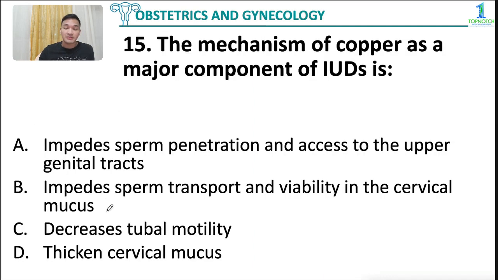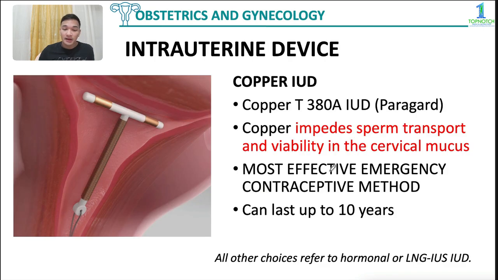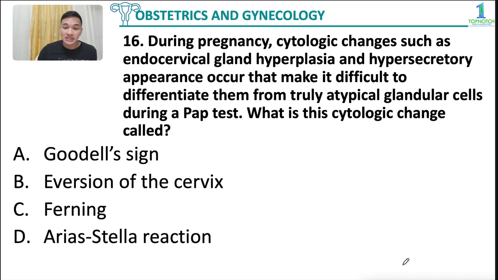The mechanism of copper as a major component of IUD is letter B. Okay? Why? Kasi itong A, C, and D ay mechanism of action ng LNG-IUS na IUD, no? Levonorgestrel. Okay?